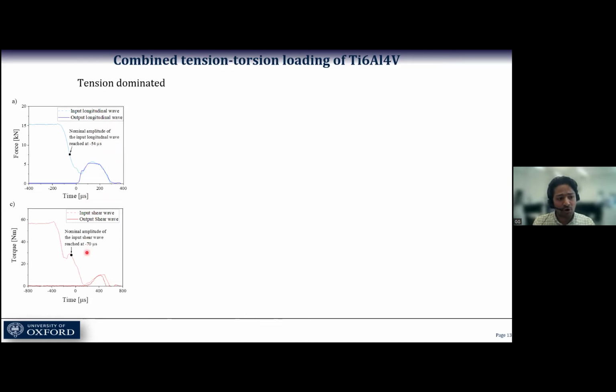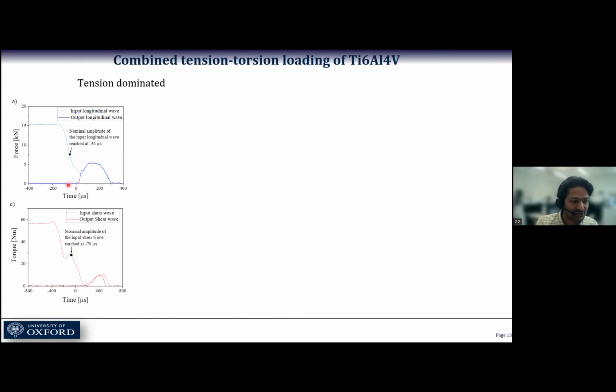Therefore, it is quite important that both waves arrive at more or less the same time at the interface of the specimen, so that the specimen can experience the combined loading effect. As you can see, the arrival of both waves is under 20 microseconds, which is quite acceptable. The second part to observe is the achievement of dynamic equilibrium.